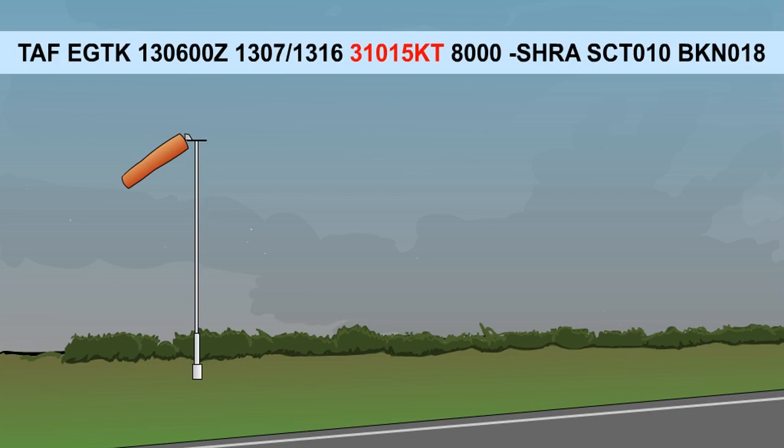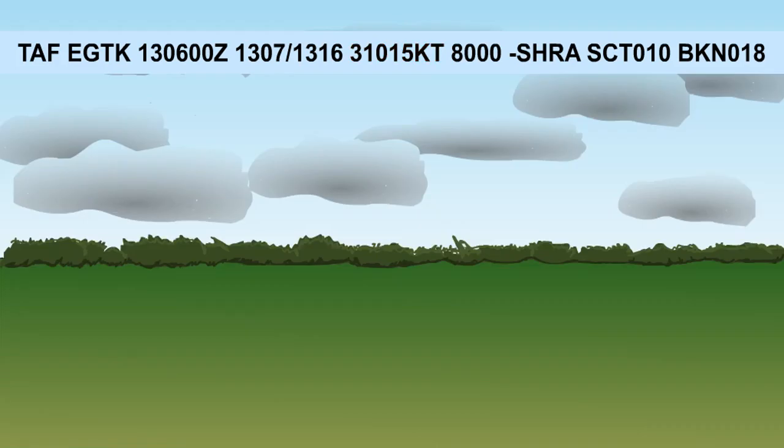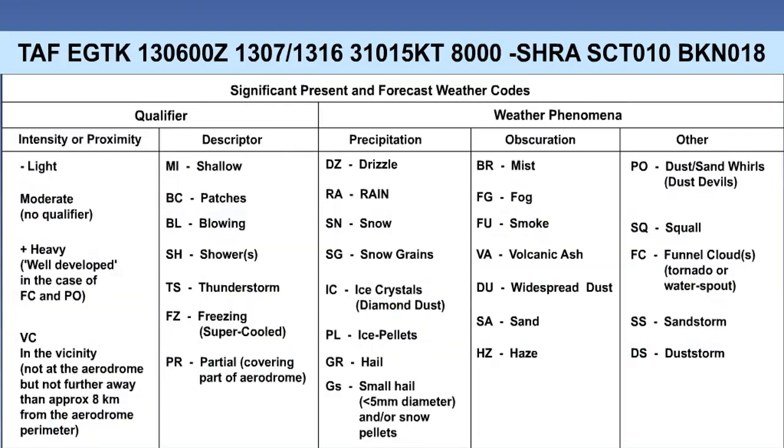The decoding of the wind is the same as for the METAR, and the example shown here is a mean wind direction of 310 degrees true at 15 knots. Visibility in the TAF follows the same coding rules as the METAR, except that only the prevailing visibility value is shown. In our example, the prevailing visibility is 8,000 meters. The weather coding for the TAF is the same as the METAR, and the table shown here is to refresh your memory.